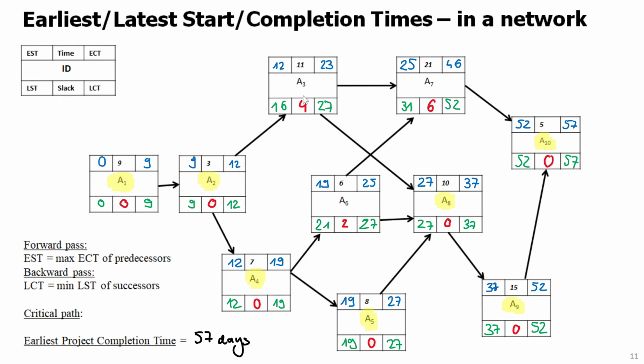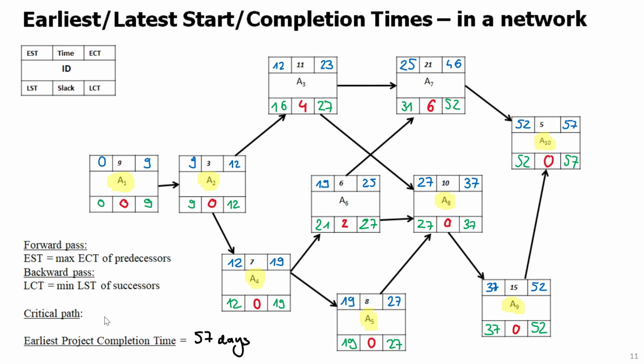However, activities like A3, A6, A7 have slack more than 0, and that means this activity, if it's not started on the earliest day but delayed by at most 6 days, or if it started on day 25 but it takes longer than the 21 days that we expected, by at most 6 days, the project will not be delayed. Only when we exceed the 6 days of slack, or 4 days here of slack, or 2 days here of slack, we actually will start affecting project completion time 57.